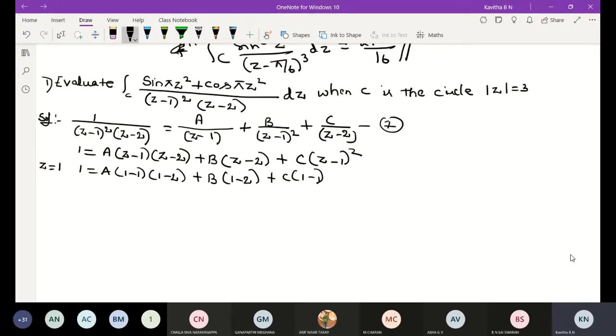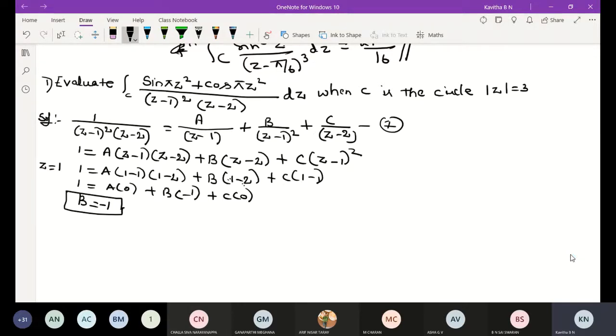Tell me what is the value of B. Here A becomes 0, plus B is (1 − 2), which is minus 1, plus C is also 0. Okay, tell me what is the B value. B value is plus 1? Observe here, minus 1. Okay, correct. B is equal to minus 1.